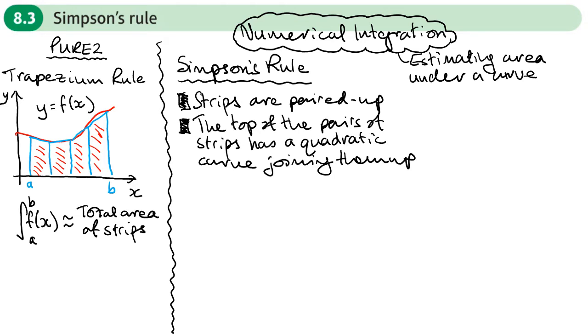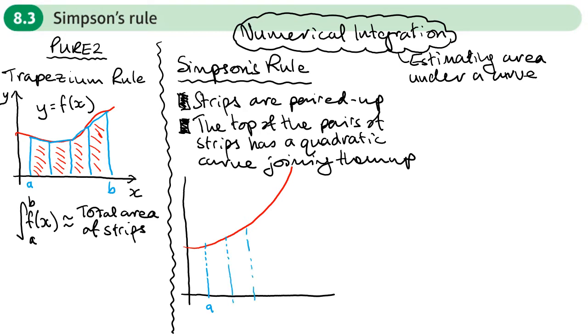So let's zoom into one and I'll show you what that might look like. Let's draw a graph that goes like this, for example, and we've got our strips here. With Simpson's rule we need an even number of strips because we're going to pair them up. Here it looks like I've got 2 pairs of strips. So I've got this pair here and I've got this pair here.